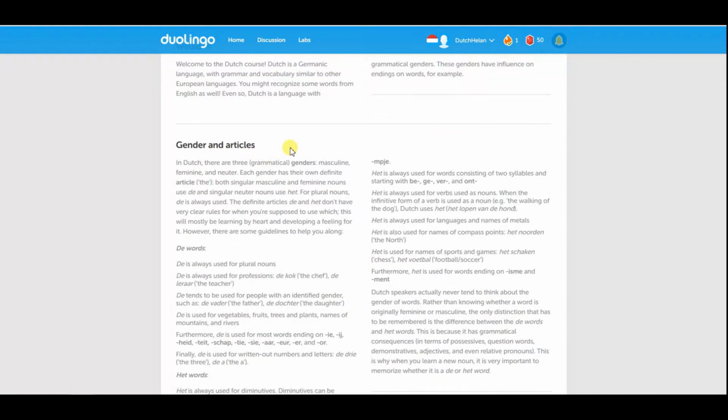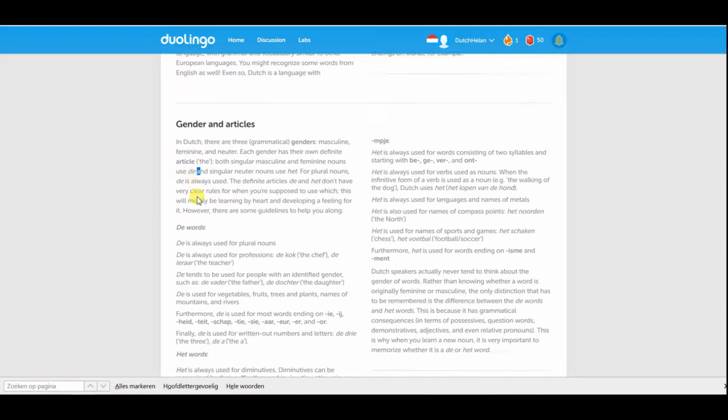So the gender and articles. Technically 3 articles, but really we only use 2 in Dutch. So that is the, let's see if we can type that somewhere. It's like here, the. And you also have, which is like this, de, right? So in English, the is closest to de. And then there is the het, which has no English equivalent. So in English it's just all the, but in Dutch it's either de or het.